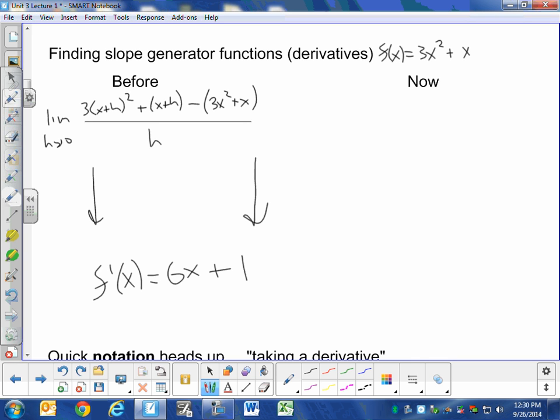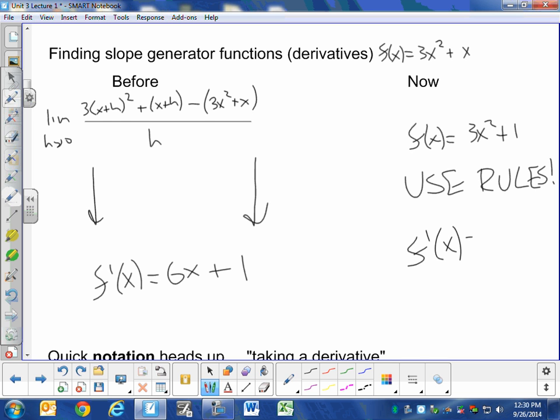Well, now we will just take this function. We will use rules, and we will say the derivative is just 6x. Sorry, this is plus x, plus 1. And the first rule we'll talk about is this power rule.